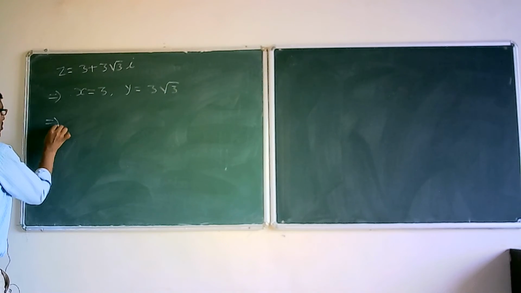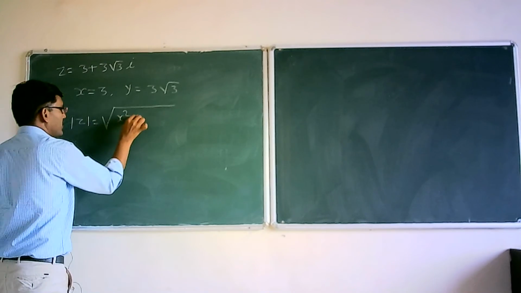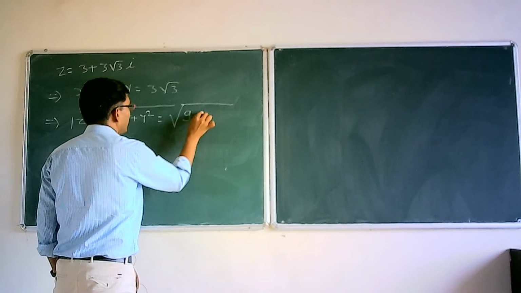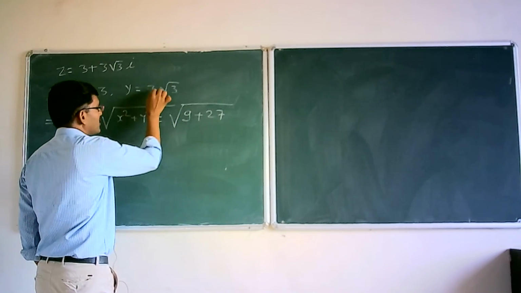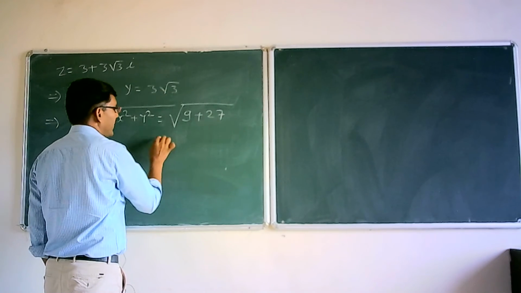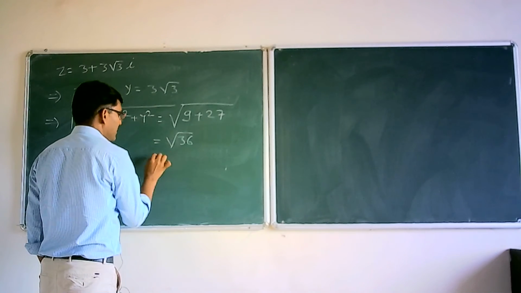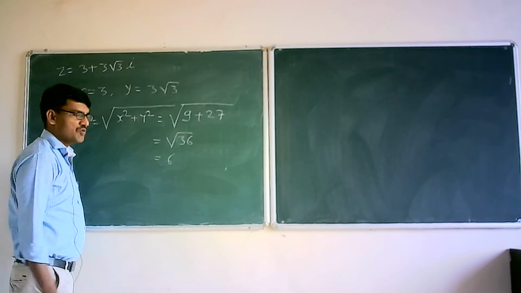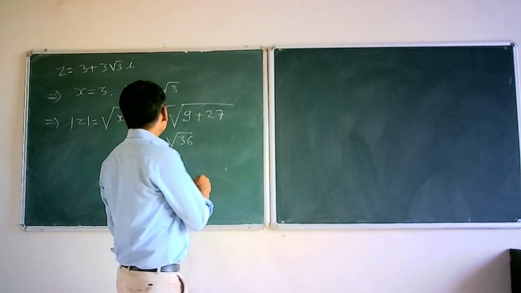So what is the modulus of z? Modulus of z is equal to √(x² + y²). So it is equal to √(3² + (3√3)²). 3² is 9, and what is the square of 3√3? The square of 3 is 9, and the square of √3 is 3. So 9 times 3 is 27. So 27 plus 9 is equal to √36, and it is equal to 6. Since modulus represents distance, it is always positive, so instead of writing a minus sign we will always write plus 6.